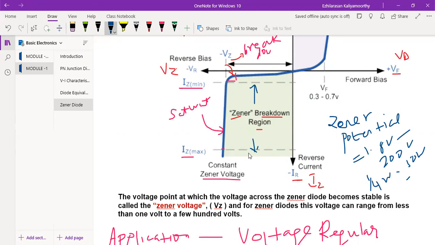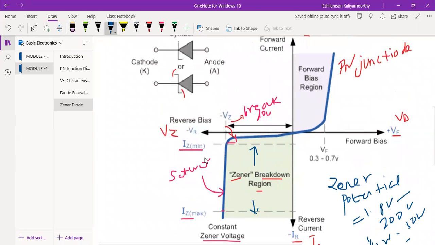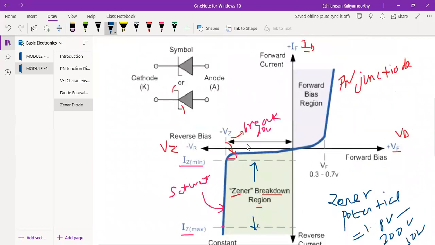So that is what is shown clearly here. From this diagram, you see the Zener diode is used in reverse bias or reverse breakdown mode. Once again I'm explaining about the Zener diode: the diode anode is connected to the negative supply, and the cathode is connected to the positive supply.